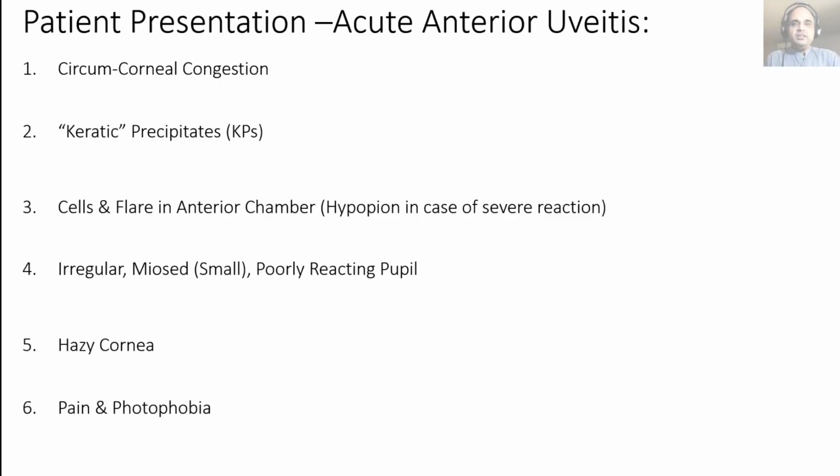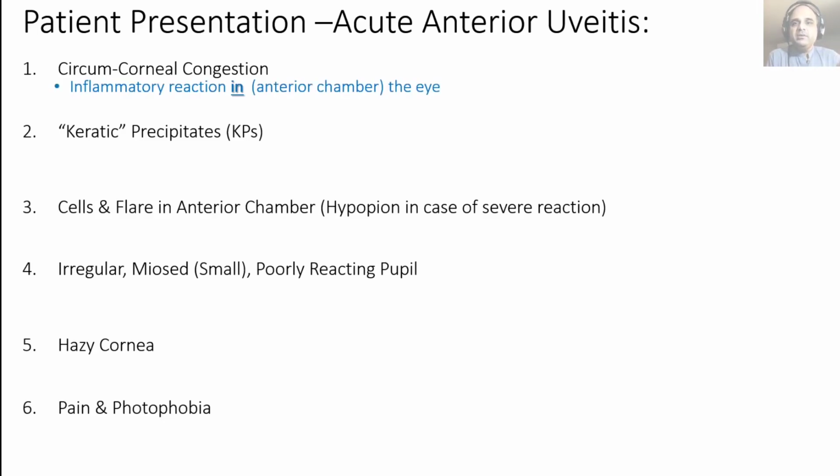So these are all the patient presentations that we have seen: circumcorneal congestion, keratic precipitates, cells and flare, hypopyon formation in case of severe inflammation, an irregular small pupil, which is also miosed and poorly reacting, which is the most important thing, as we've talked about, a hazy cornea and pain and photophobia. So why do all of these things happen? Now is the time to compare your answers if you came up with any.